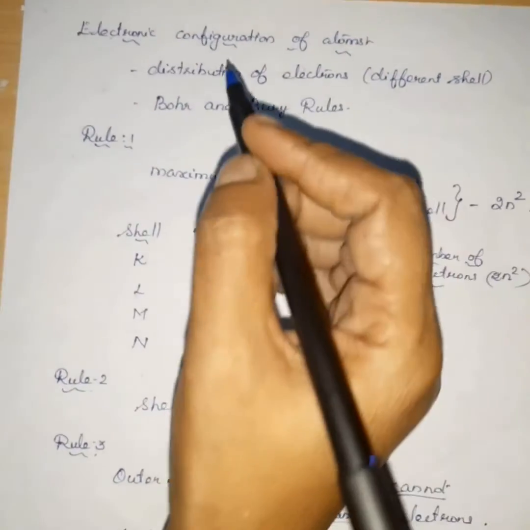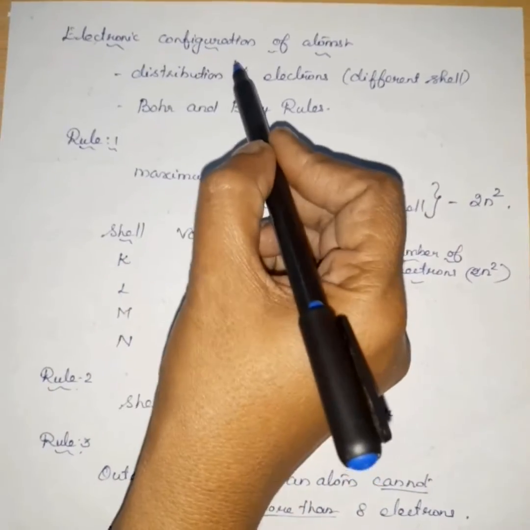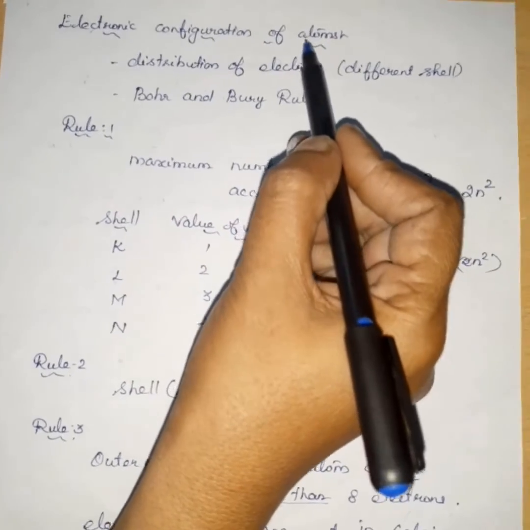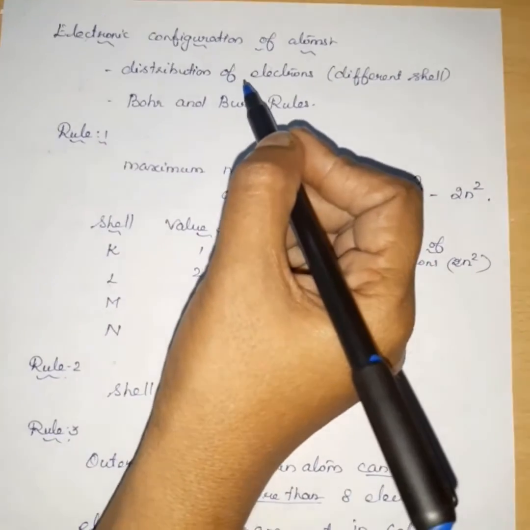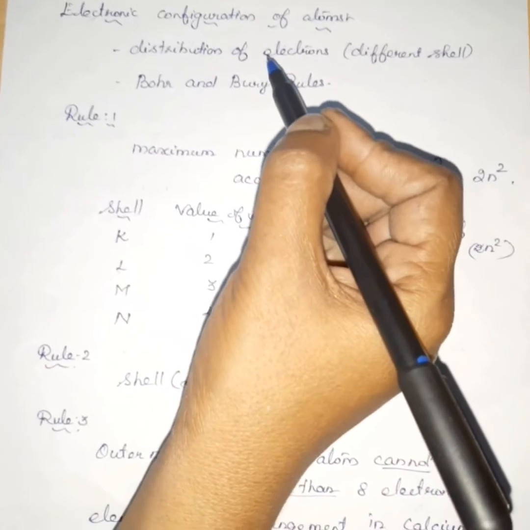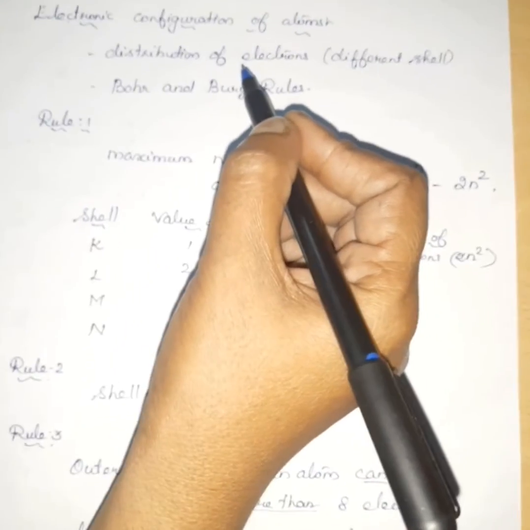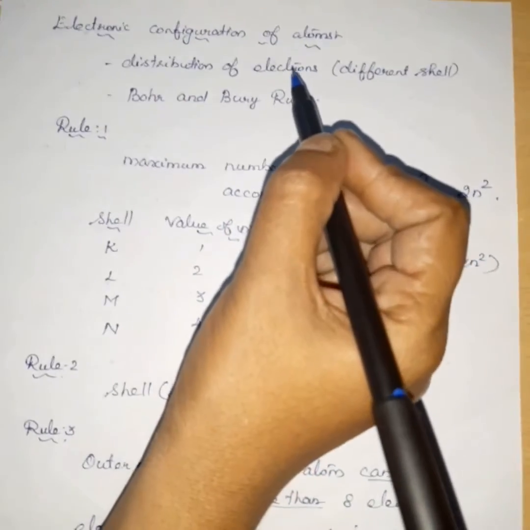Next we are going to study the electronic configuration of atom. It is very important. You already know the electrons occupy different energy levels. They are called orbit or shell. In the previous class you studied what is orbit and what is shell.